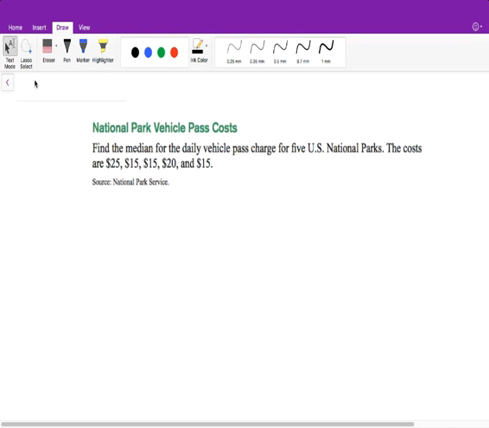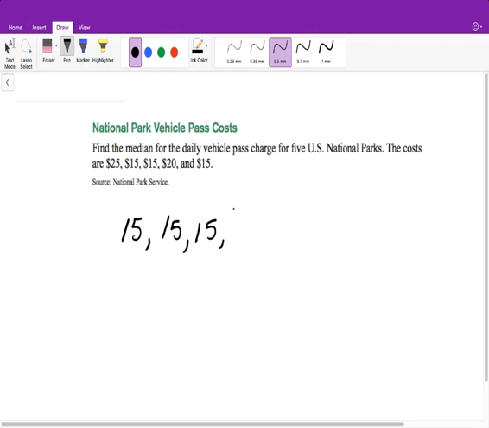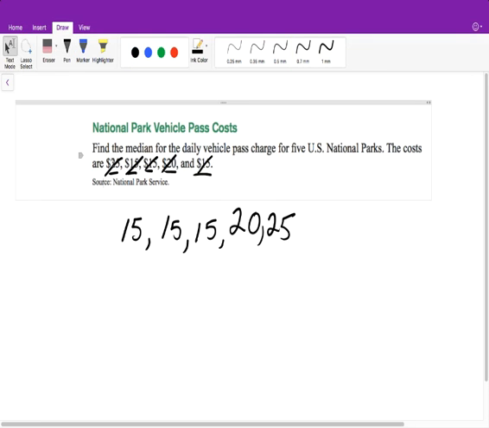All right, so if we're asked to find the median of this information, the very first thing we have to do is arrange it in order. So it'll be 15, 15, 15, 20, and 25. All right, so there is our data filled out in order: 15, 15, 15, 20, and 25. So to find our median, we just have to find the midpoint of the numbers.